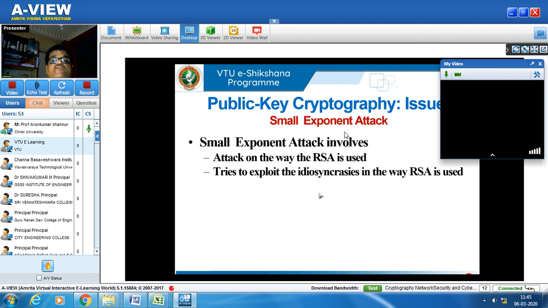Second type of attacks may be using the small exponent attack. Small exponent attack involves attack on the way the RSA algorithm is working, how it is being used. It tries to exploit the idiosyncrasies in the way RSA is used.